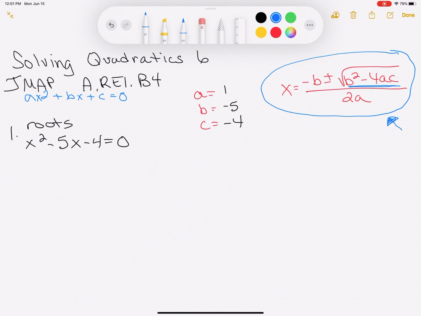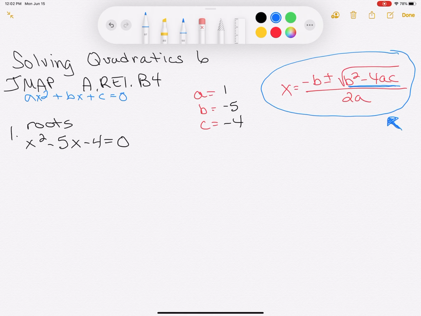Hello, so we are going to be solving quadratics from the JMAP Solving Quadratics 6 worksheet, and we're going to do these in the next few videos using the quadratic formula, which is over here on the right hand side, upper corner. X equals negative b plus or minus the square root of b squared minus 4ac all over 2a, and this formula is given on the Regents exam, so you don't have to memorize it, but after you use it a few times, it's just something you end up knowing.